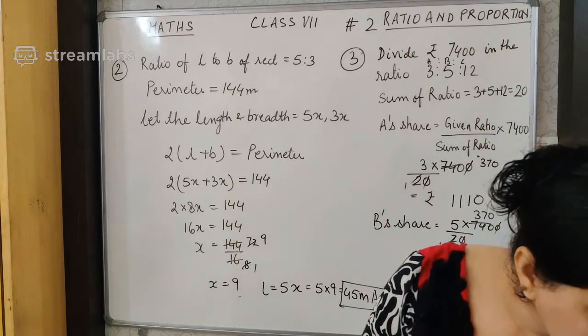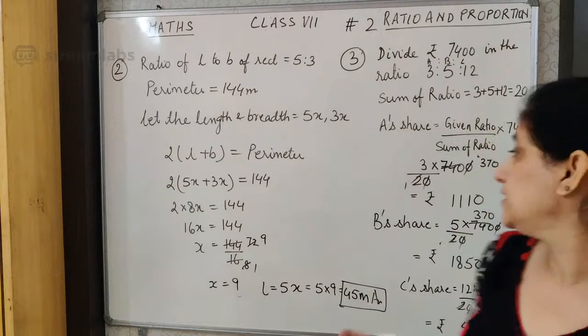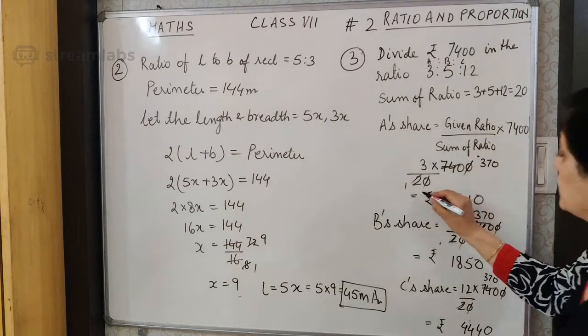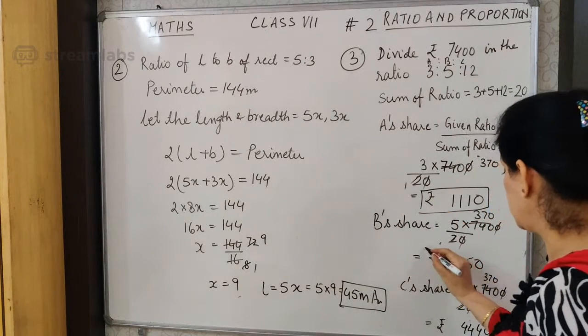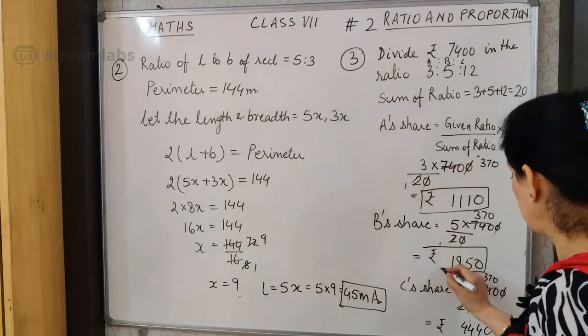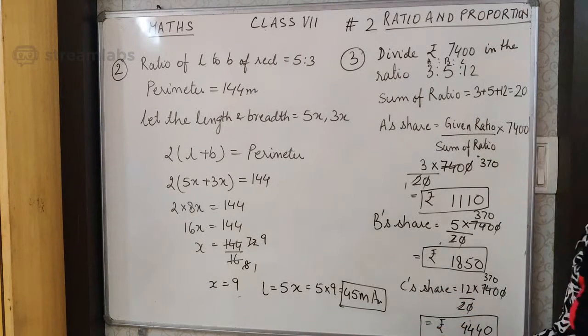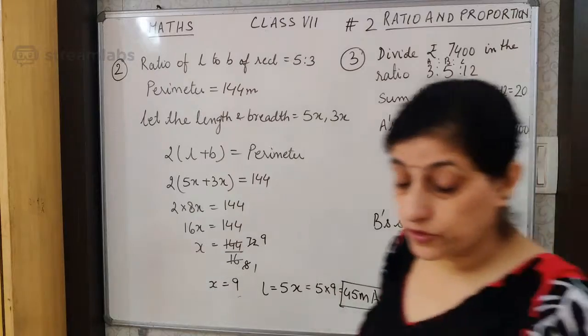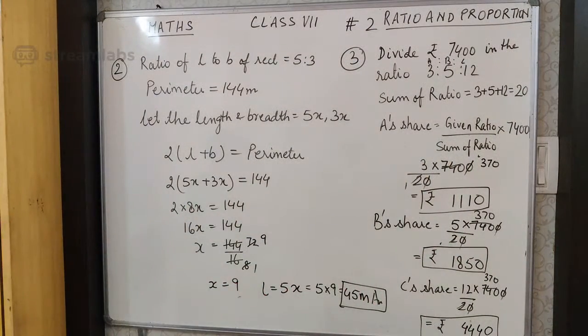One answer I can see from Vidyotma, C's share, then Mokshita as well. So these are the three required answers. A's share, this is B's share, and here we have C's share. So these are the two methods by which a particular question can be solved.